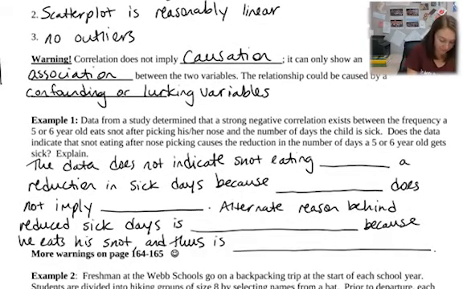Big warning. This is huge. Correlation does not imply causation. It can only show an association between the two variables. So we're going to look at a quick example. It's kind of funny, where just because two things are correlated doesn't mean one causes the other to happen.